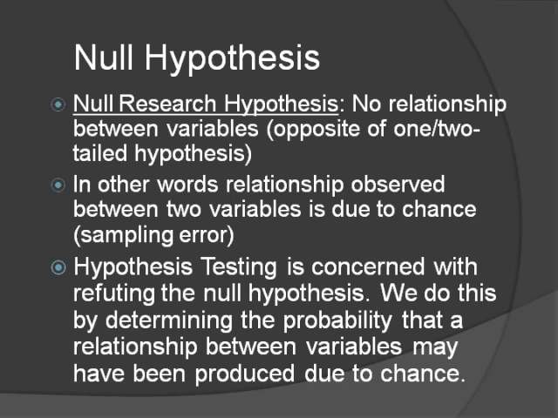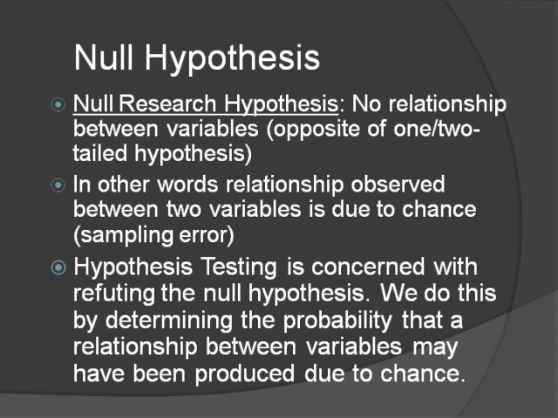Okay. Now, in addition to one-tailed and two-tailed research hypotheses, another term that you're going to hear thrown around is the term known as the null research hypothesis. This is a hypothesis that says there's no relationship between two variables. In other words, the relationship that's observed between two variables is really just due to chance. It's due to sampling error. There is no relationship between the variables.